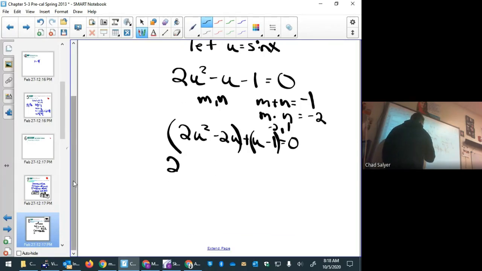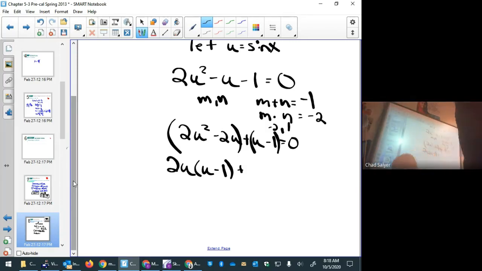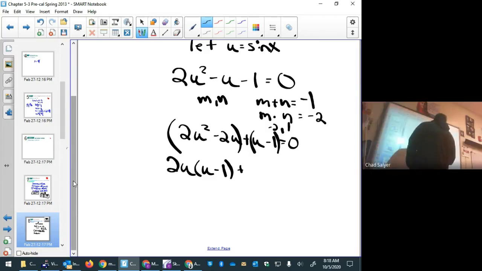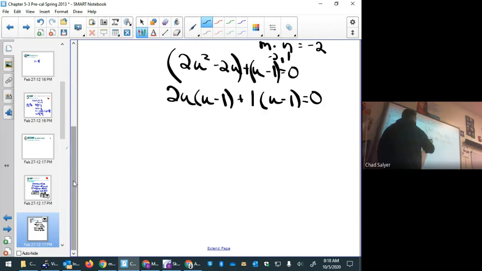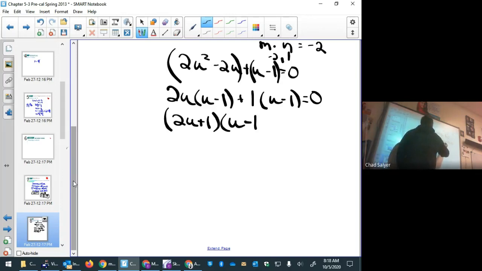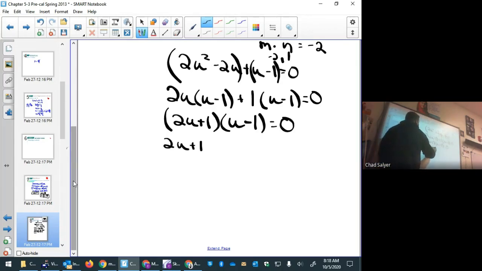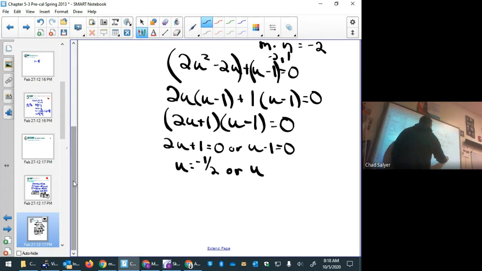So we factor out 2u and I get u minus 1. And then when two numbers are relatively prime, in other words, they share no factors, I can always factor out a 1. And so I get 2u plus 1 times u minus 1 equals 0. So 2u plus 1 equals 0 or u minus 1 equals 0. So u equals -1/2 or u equals 1.